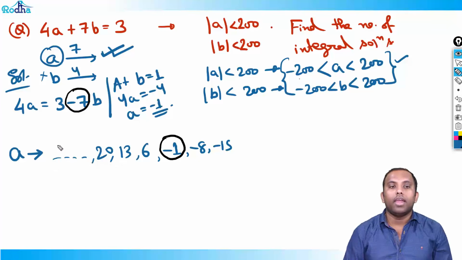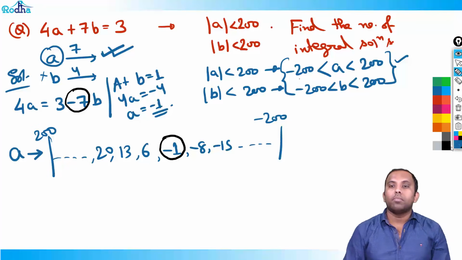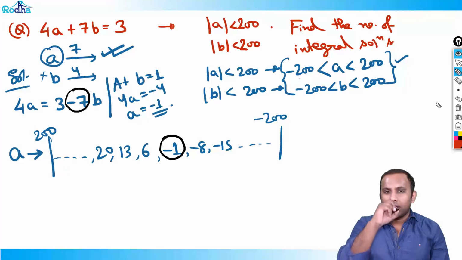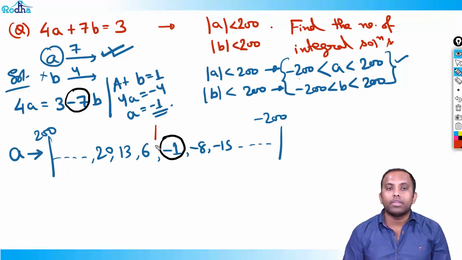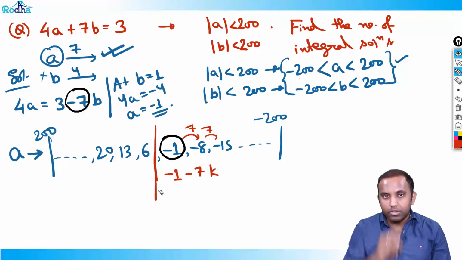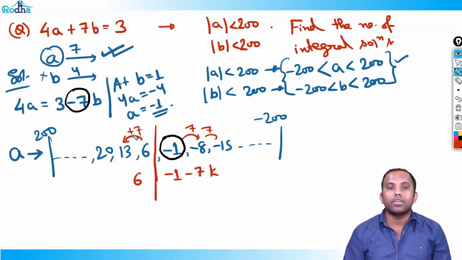This is a series, and it is between 200 and -200. That I know, so I can simply count this. Simply count here: -1, -8, -15. How many terms here? Let's make this positive and negative separately. The negative side starts from -1 and decreases in steps of 7, so -1 minus 7k. The positive side starts from 6 and increases in steps of 7, so 6 plus 7k.